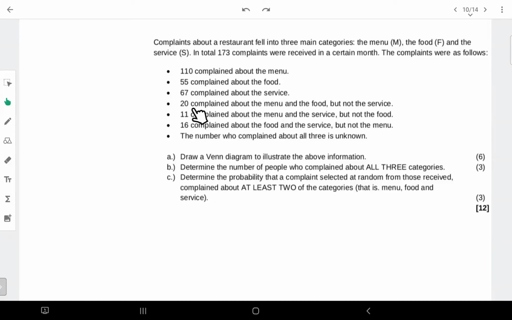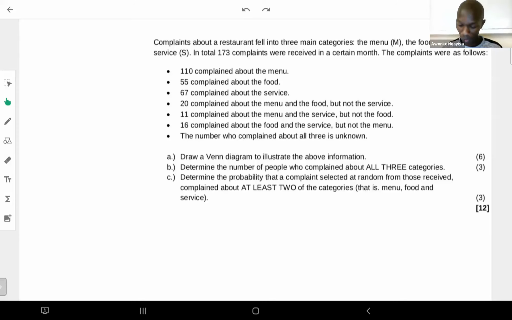20 complained about the menu and the food, but not the service. 11 complained about the menu and the service, but not the food. 16 complained about the food and the service, but not the menu. The number who complained about all three is unknown.